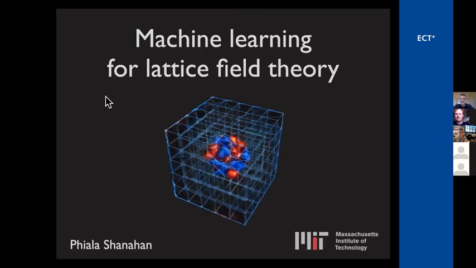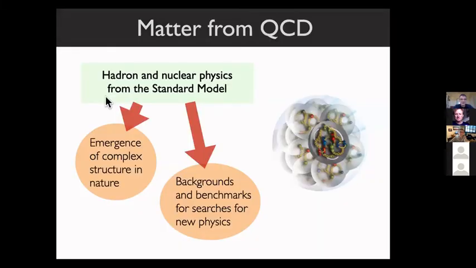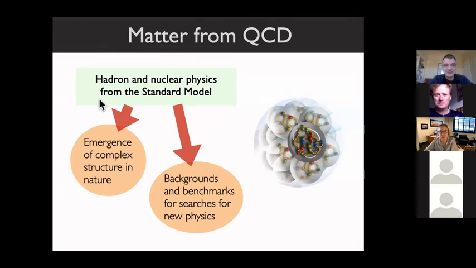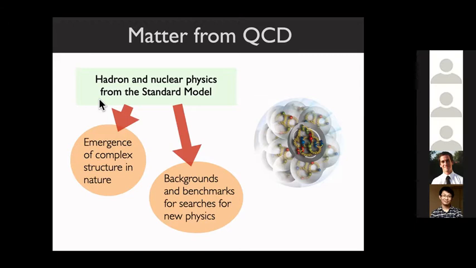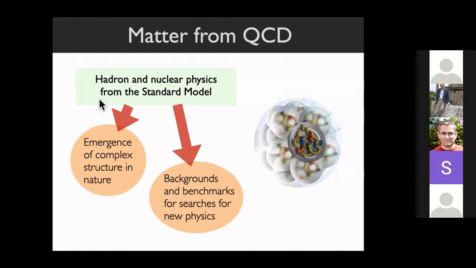It's a pleasure to be back virtually at the ECT STAR, and I'm pleased to give this talk. As a brief introduction to the goals of lattice field theory, the overarching aim is to understand hadron and nuclear structure and reactions from the standard model. We want to understand within the same framework the structure of the proton all the way to the structure of nuclei, to understand how finely tuned nuclear complexity is, and also as background and benchmarks in searches for new physics.